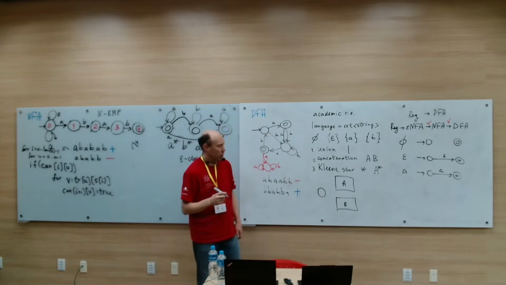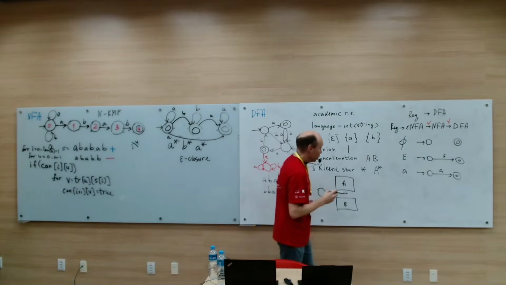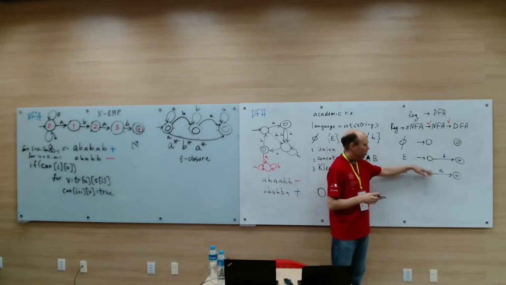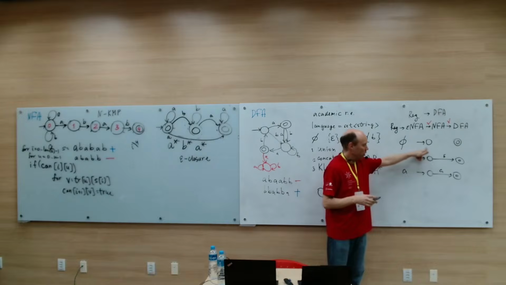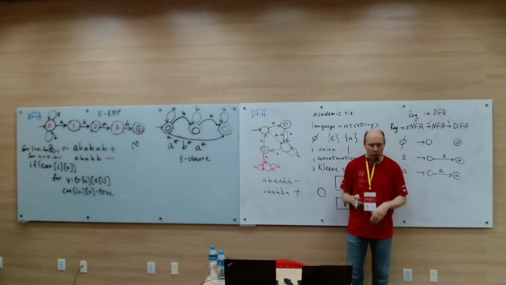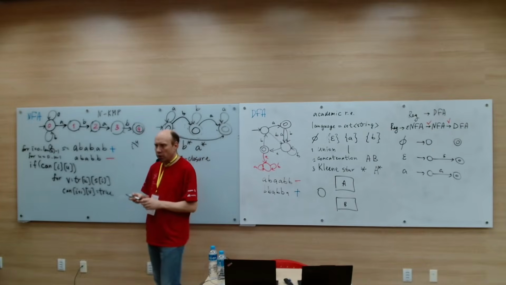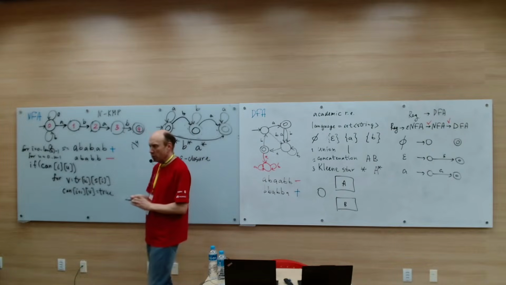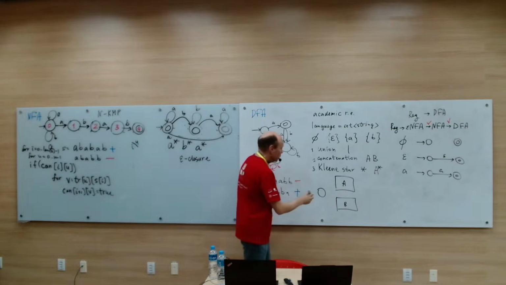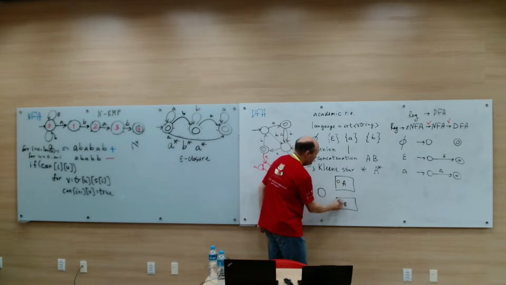Let's add an additional constraint that is satisfied for these basic automatons: one initial state and one terminal state. It is easy to do for non-deterministic automatons. For deterministic it is not always possible, but for non-deterministic it's easy to do. So here is the initial state, and here is the terminal.